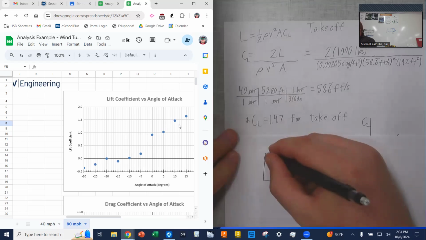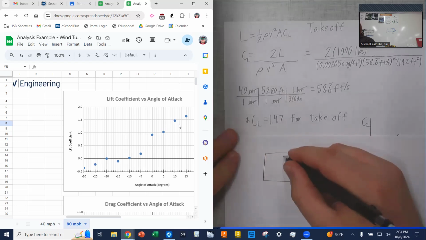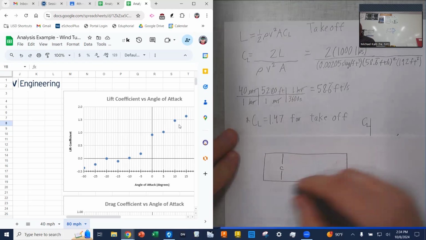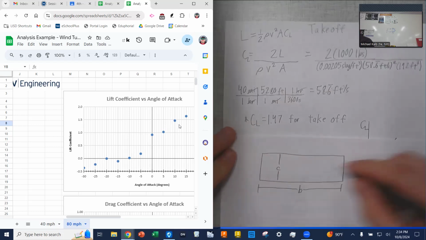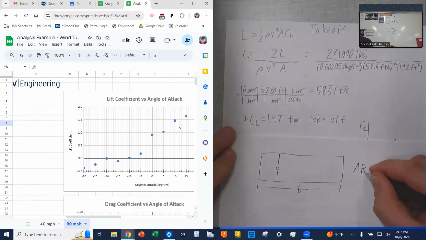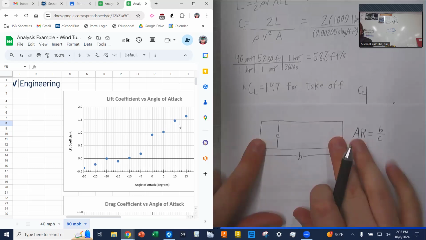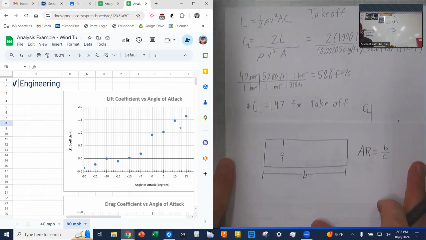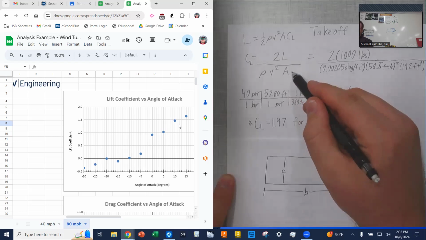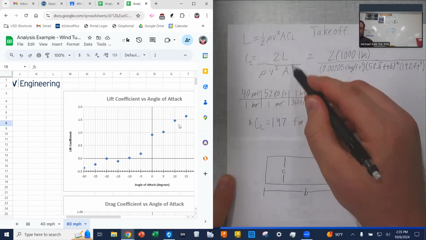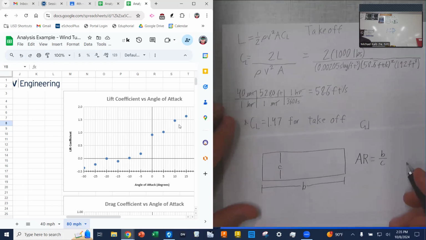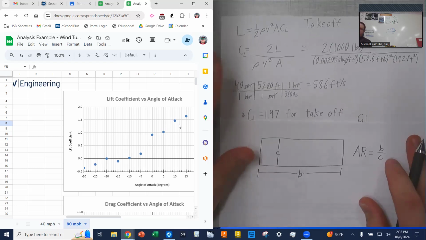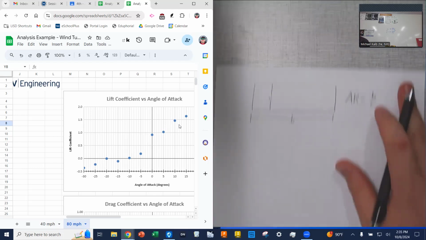Remember, our aspect ratio is the wingspan B divided by the chord C. So AR is equal to B over C. If you had an infinitely long wingspan, you'd have an infinite amount of lift, but you'd also have an infinite area. And those two infinities cancel out to a finite number. An infinite wing would actually have a different lift coefficient than a finite wing.